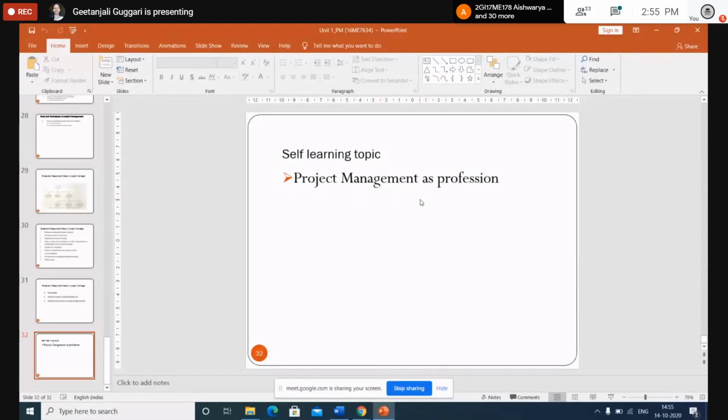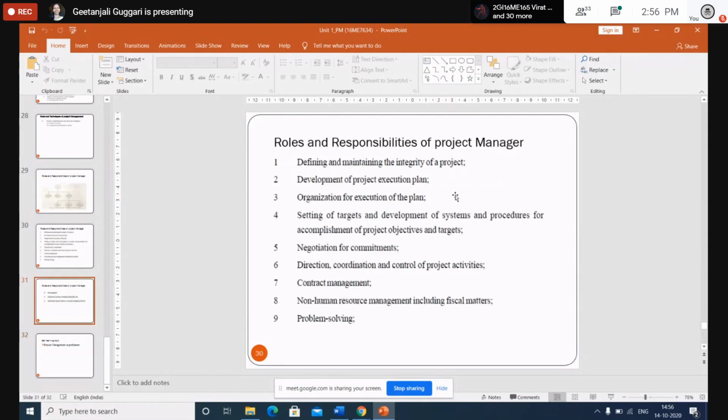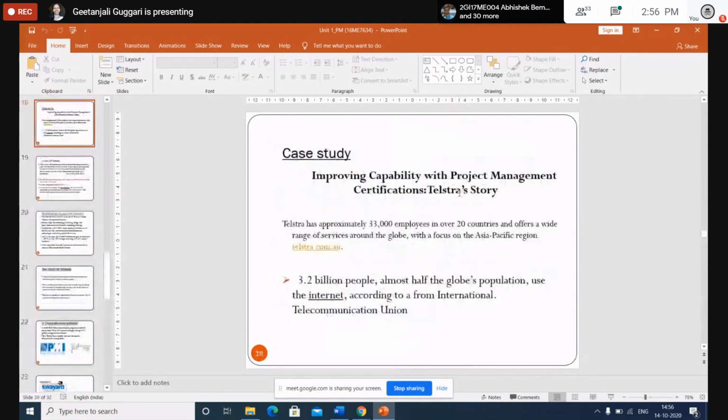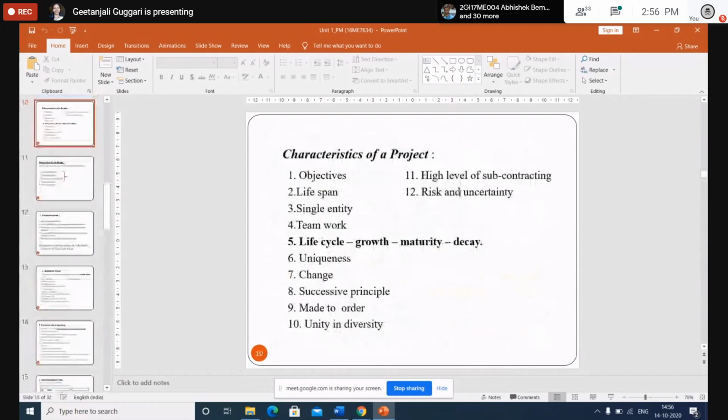So this is regarding your first unit. The first unit is very short and very simple. It starts with the definition of the project. What is a project and what is production? The difference between them. Then we come to the different categories of project management, or the classification of projects in the different sectors. Then we have studied the characteristics of a project. What are the characteristics of a project? I'll show you.